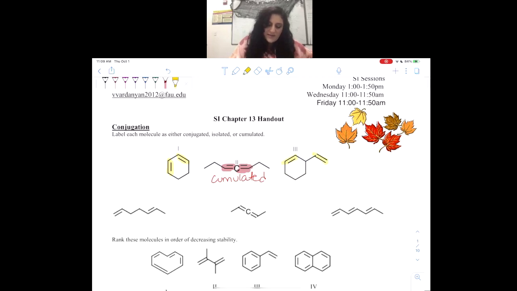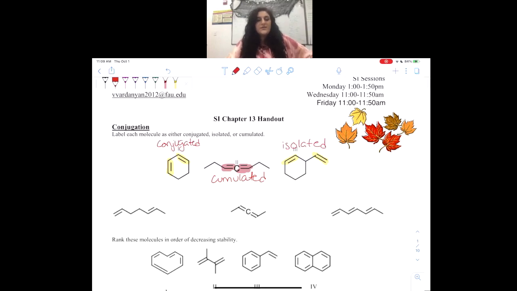And we can see that on the example on the left, we have double bond, single bond, double bond. So that would be conjugated. Versus here, we have double bond, single bond, double bond. So that would be isolated. And if we were to take this question one step further, we could rank these in the order of stability. So this would be the most stable, and this would be the least stable. And again, isolated is in the middle.